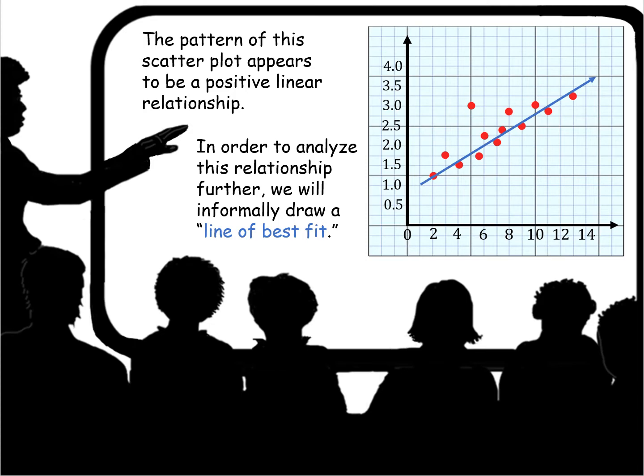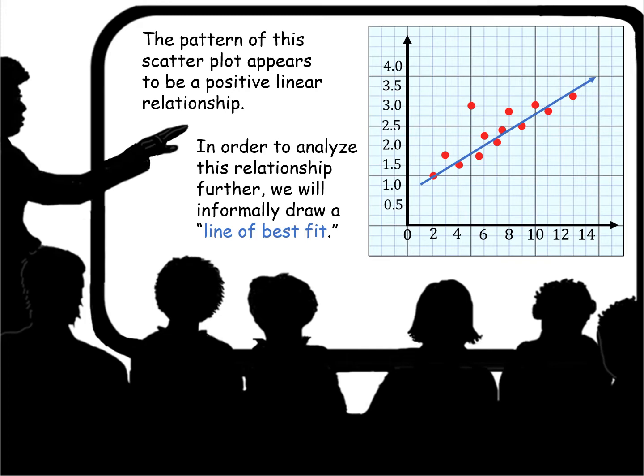In order to analyze this relationship further, we'll informally draw a line of best fit. If you used a calculator, one of those TI calculators, you could draw an exact line of best fit. And in the same light, if you were to take the average or the mean of all of these data points and then plot that point, the mean, and draw a line directly through it, your line of best fit would be more accurate as well. But for these examples and for this lesson, we're just going to be looking at an informal line.